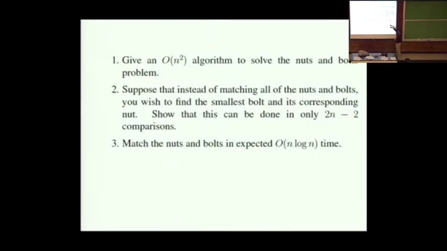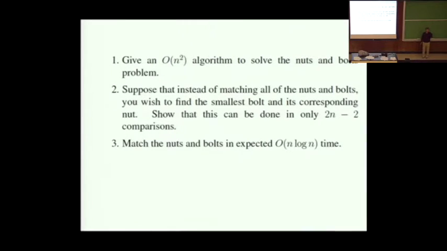We wish to find the smallest nut and its corresponding bolt. That means we want to throw out anything that is not the smallest nut and its corresponding bolt. We started out with a pile of n nuts and a pile of n bolts. If we're ending up with 1 nut and 1 bolt, how many things are we throwing away? Anything that is not the smallest nut and the smallest bolt, which means n minus 1 nuts and n minus 1 bolts, which is 2n minus 2.